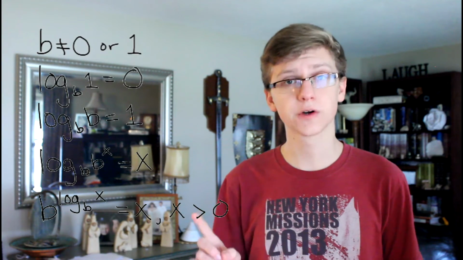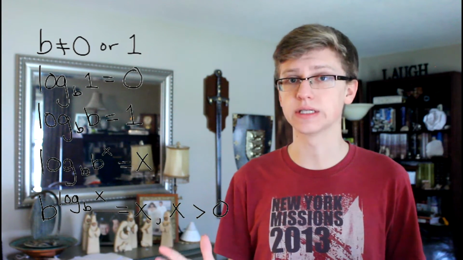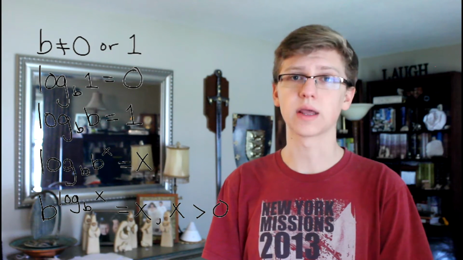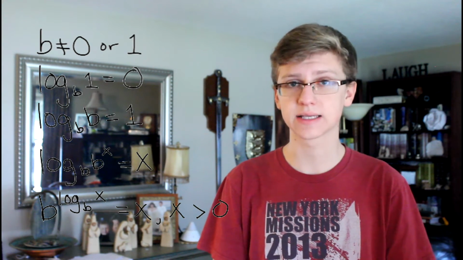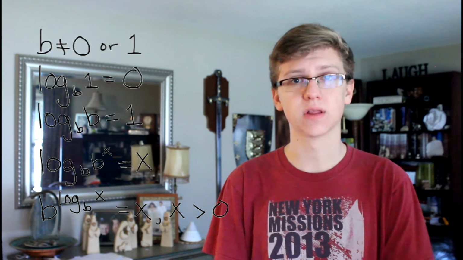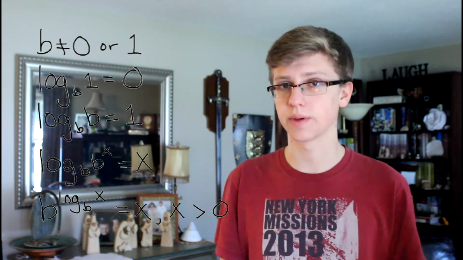Now let's talk about some of the basic properties of logarithms. First off, the base cannot be equal to 0 or 1. Log b of 1 equals 0. Log b of b equals 1. Log b of b to the x equals x. And b to the log b of x equals x, and x will be greater than 0.